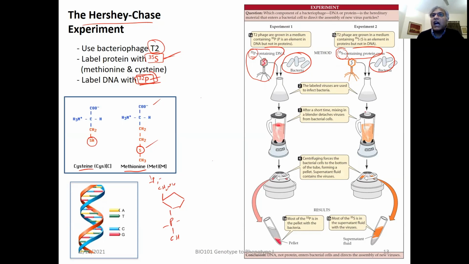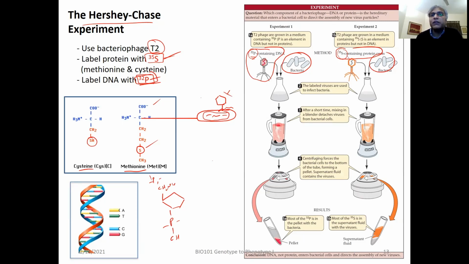After infection, they waited for some time. So bacteria was attached by viruses. Whatever material they injected went into the bacteria. They spun it in a blender so that bacteria and viruses become separate. And whatever material phages have injected remains within the bacteria.